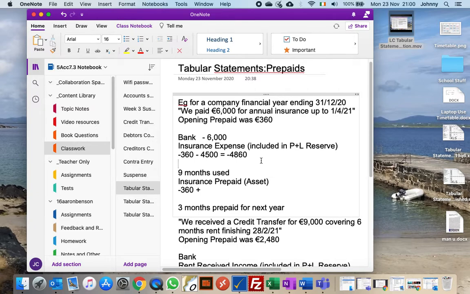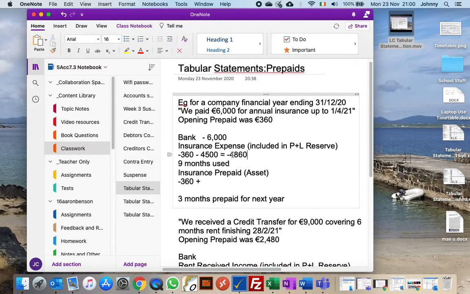We're trying to separate the amount we've paid from the amount we've used up. Okay, with this one. So we're going to have a minus 4,860 in our profit and loss reserve. Our bank is going to have a minus 600. So that means you should work out in your head, because we know there's the same net effect on assets and liabilities, that just over 1,000 is going to have to go into the assets to compensate for this. So the insurance prepaid, we reduce that by 360, and we're going to add on the 3 months prepaid for next year.